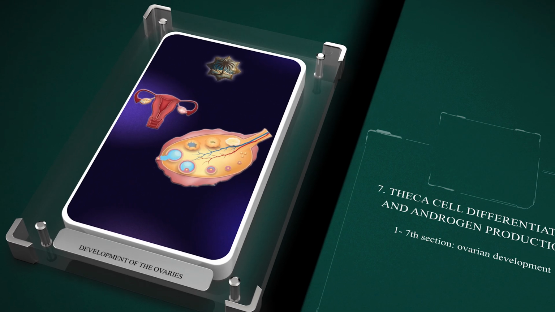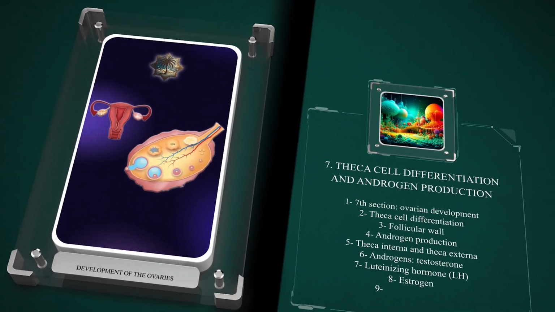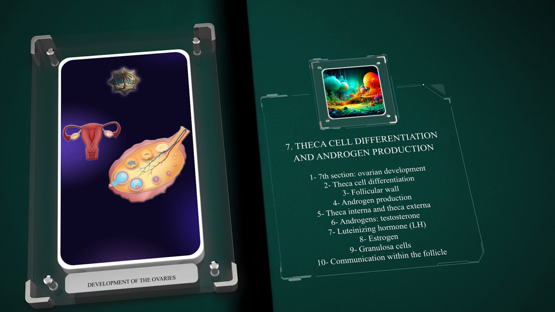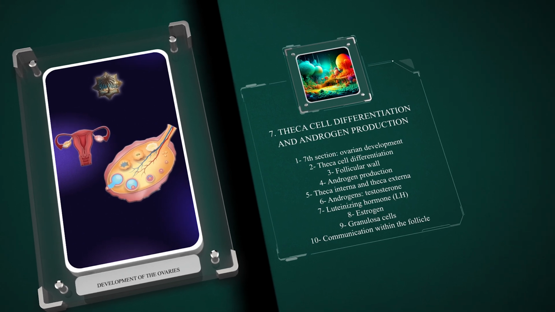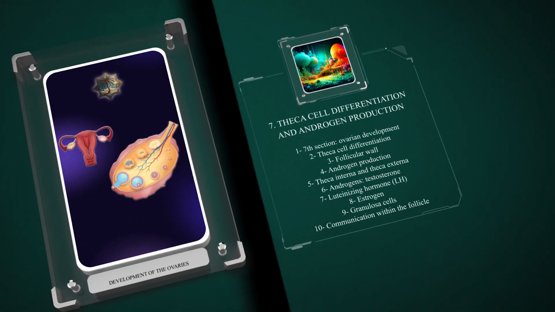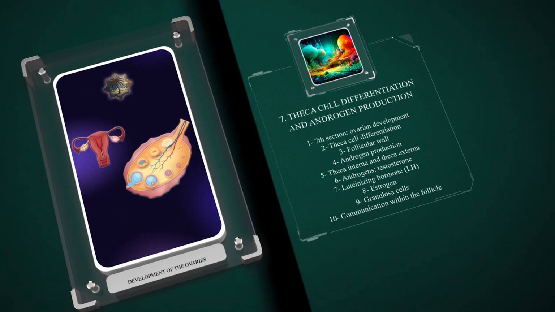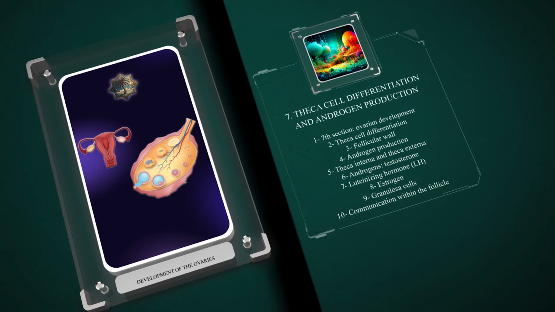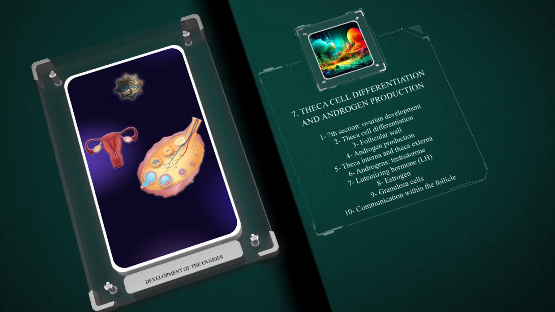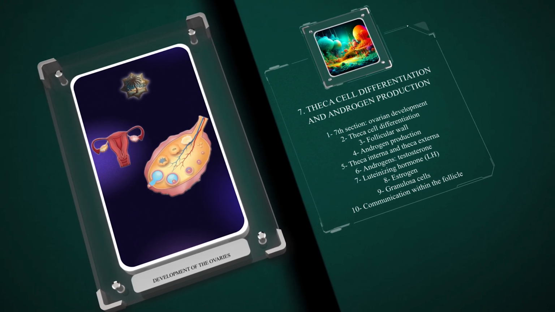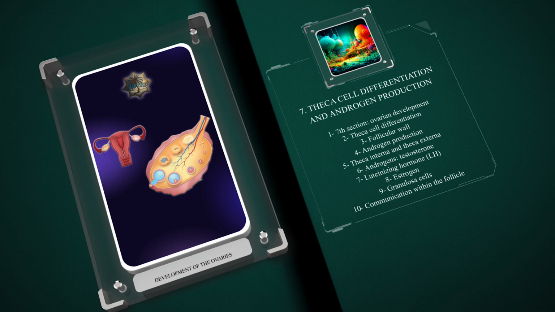In the seventh section of our video on ovarian development, we explore the crucial process of theca cell differentiation in the follicular wall and its significance in androgen production. Theca cells, derived from stromal or existing granulosa cells, form distinct layers known as theca interna and theca externa. Theca interna cells produce androgens, such as testosterone, stimulated by luteinizing hormone, LH. These androgens are then converted to estrogen by granulosa cells, aiding communication within the follicle.